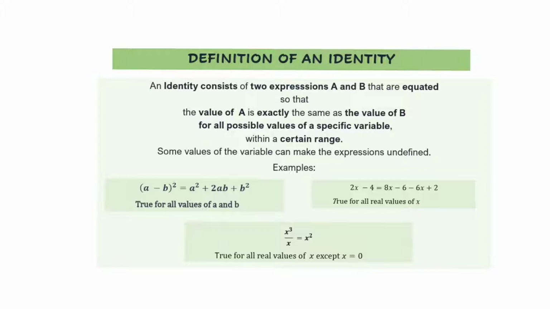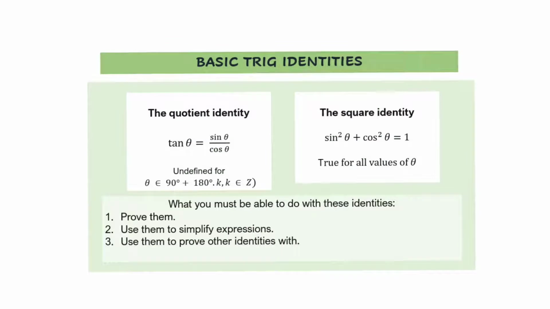Okay, so here we have an identity which is true for all values except x may not be 0, because then we get division by 0, which is undefined. Okay, so what is an identity? It's two expressions that are equal and are true for all values of x, and sometimes for one or two of them not valid.